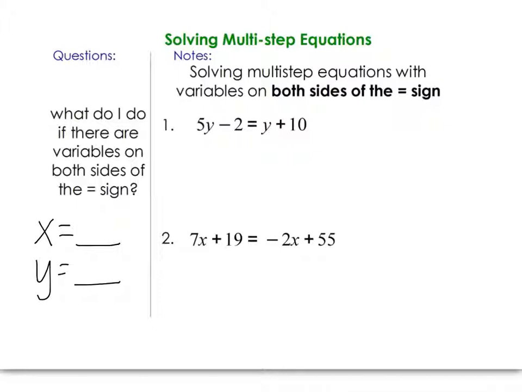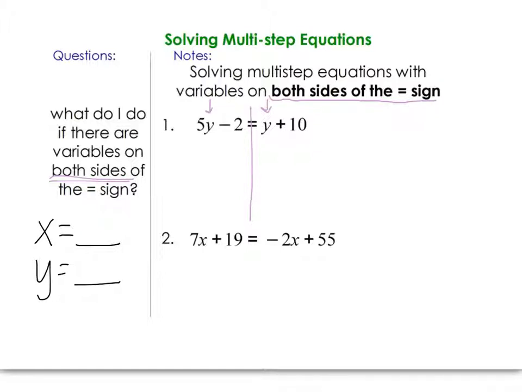But these are going to be a little more complicated than the last two, solving one step and solving two step. We have three different types we're going to talk about today. The first one is solving multi-step equations with variables on both sides of the equal sign. If I look at my first example, I have 5y minus 2 equals y plus 10.